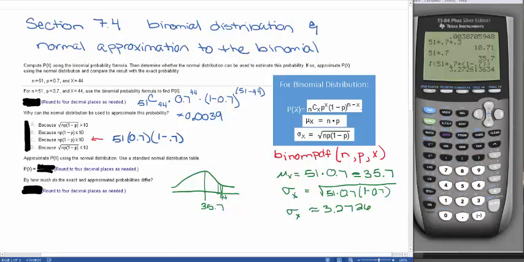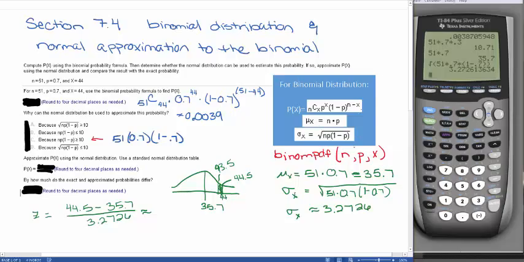Not a very good picture, but this will be 44.5, and the below part will be 43.5. So we're going to find the area in between those two. So we need to find z-scores. For the top z-score, we're going to take our data point, 44.5, minus our mean of 35.7, over our standard deviation of 3.2726.